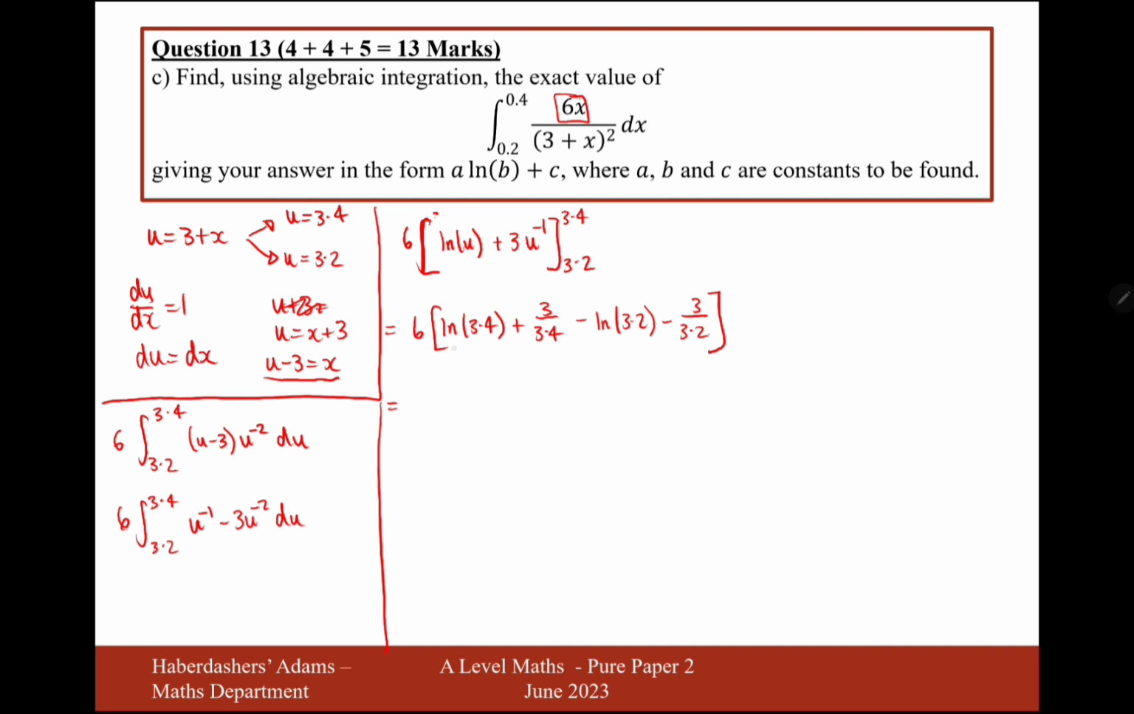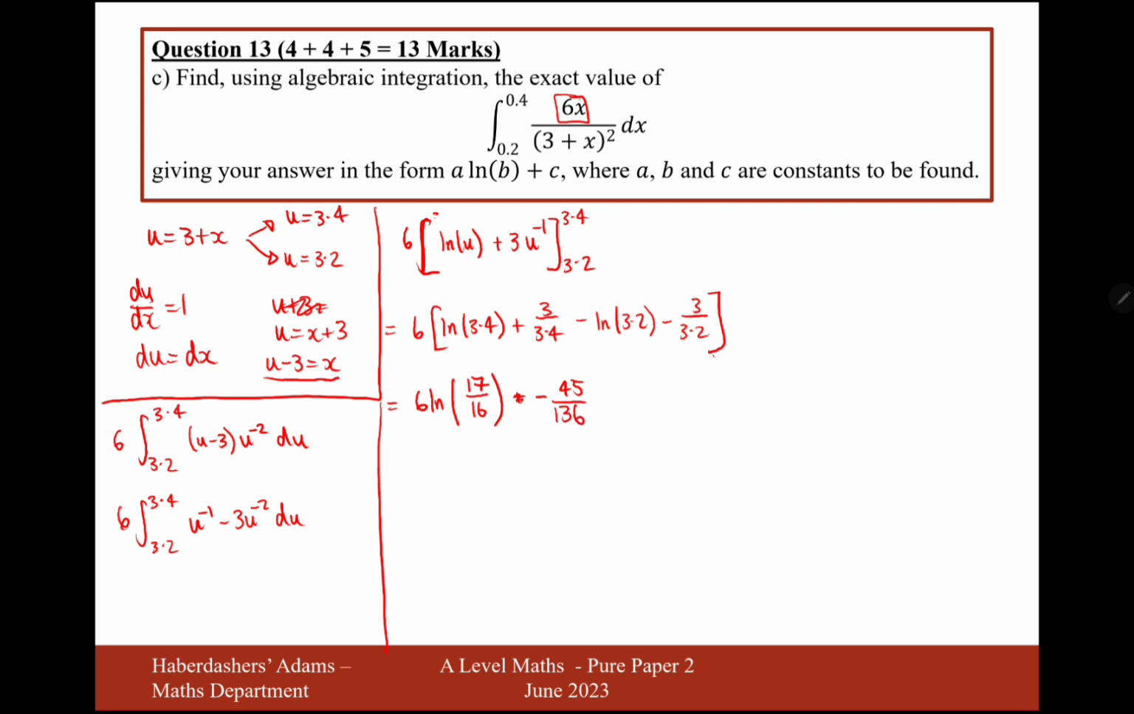Okay, so let's sort out the lns first. If we do 3.4 divided by 3.2, we get 17 over 16. So it'd be 6 ln 17 over 16. Add, and then it's, hold on, it might be a minus, so it's going to be add 3 over 3.4 minus 3 over 3.2 gives me an answer of 45 over 136. Okay, so there we are. That's the answer for this question here.